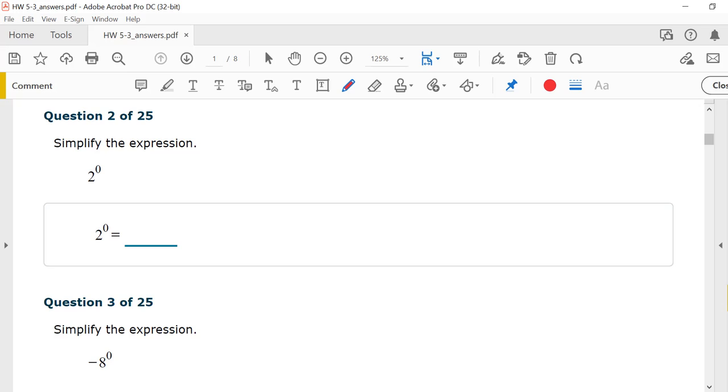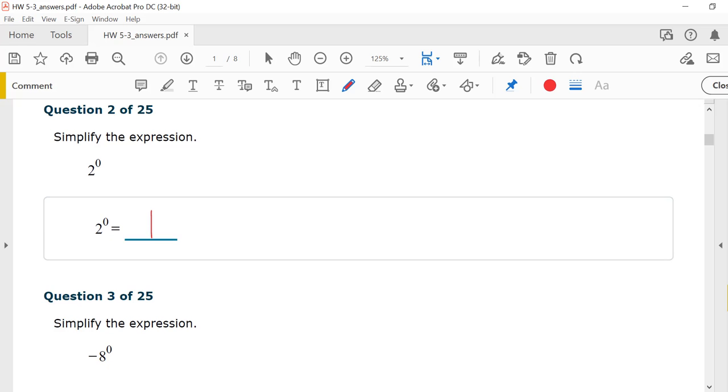Number 2, simplify 2 to the 0. Again, anything to the 0 power is 1.